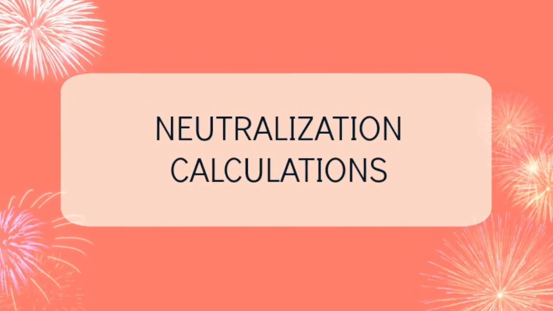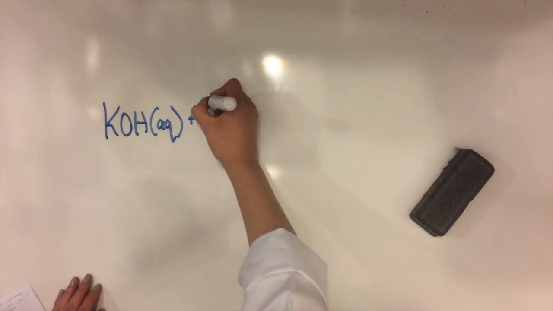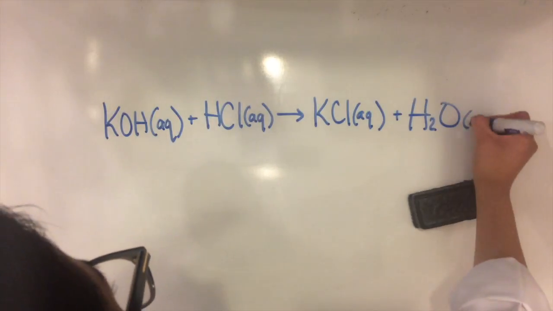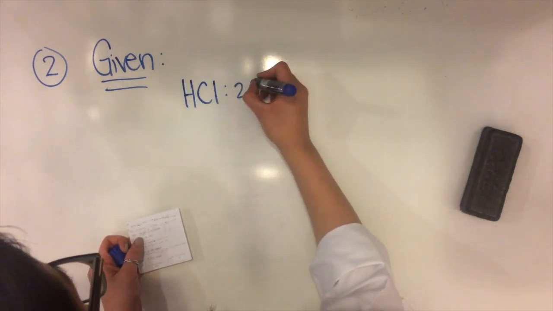Neutralization calculations. Here's a problem. Calculate the volume of a 0.2 molar potassium hydroxide solution that is needed to neutralize 25 milliliters of a 0.115 molar hydrogen chloride solution. First, write down the balanced chemical equation. Then list the given information. This is really helpful.